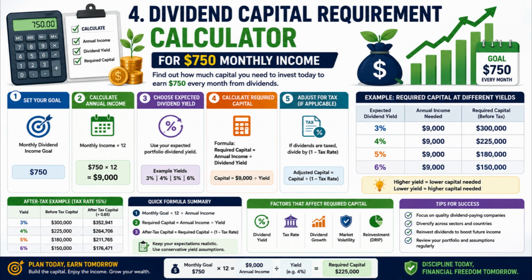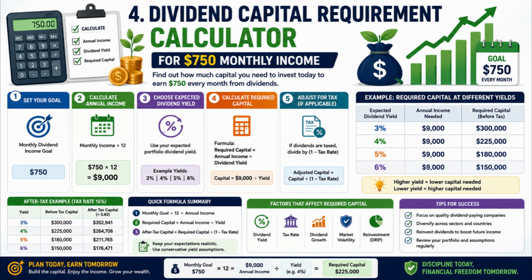Next, convert the monthly income goal into an annual amount. To do this, multiply $750 by 12 months. The result is $9,000, which means the investment portfolio must generate $9,000 in dividend income each year. After that, choose an expected annual dividend yield. The dividend yield represents the annual dividend income as a percentage of the invested capital. For this example, we will compare yields of 3%, 4%, 5%, and 6%.